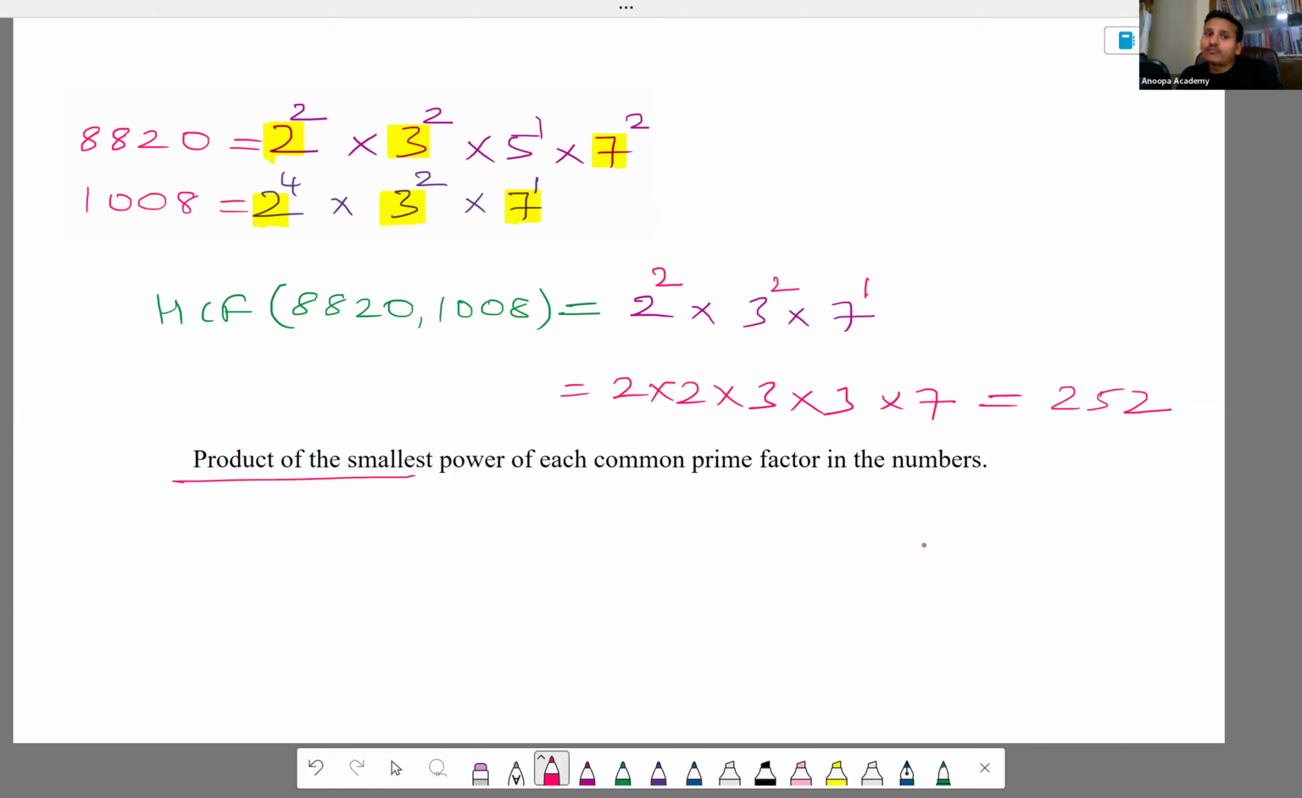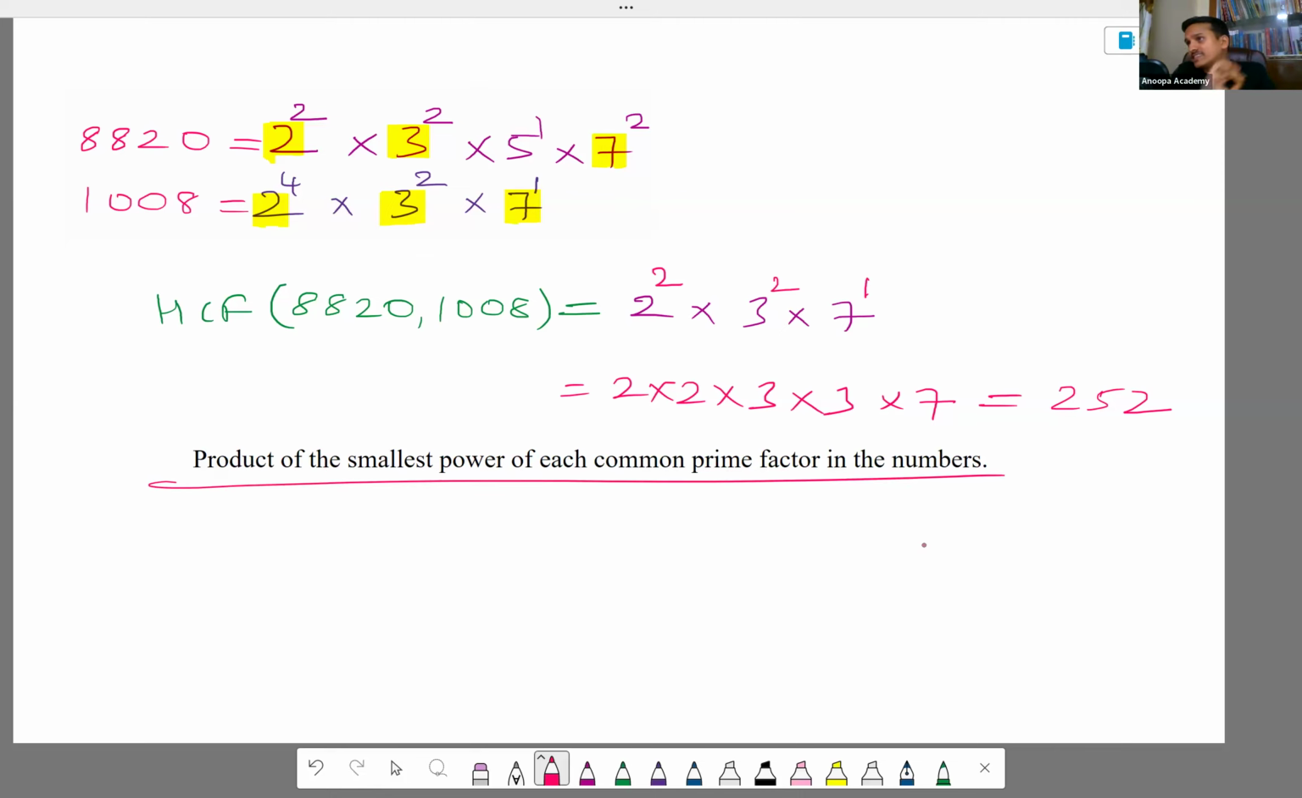So, product of the smallest power. Actually, when people read this, they think that we have to multiply the powers. It says product of the smallest power of each common prime factor, so when you read this, it's a bit confusing. That is why I'm telling you, first you take all the common prime factors and put the lowest power. That is what this sentence also conveys.